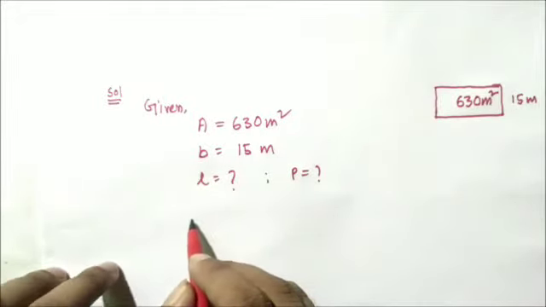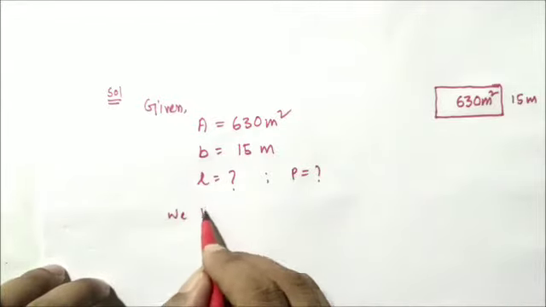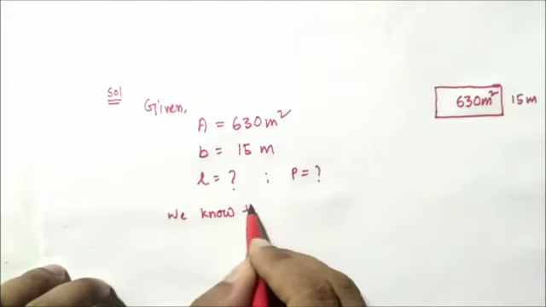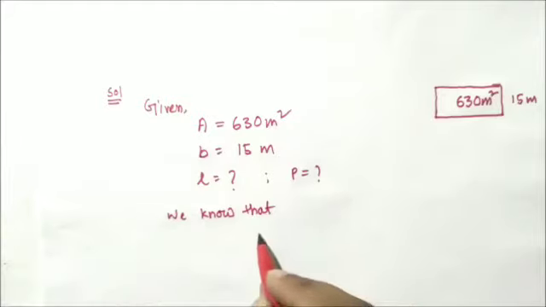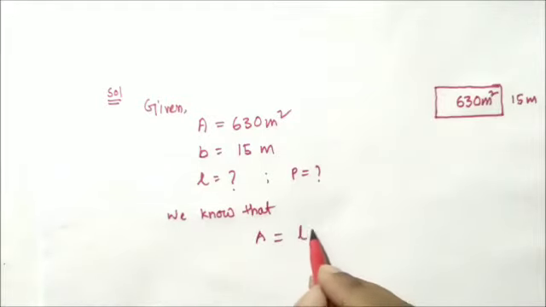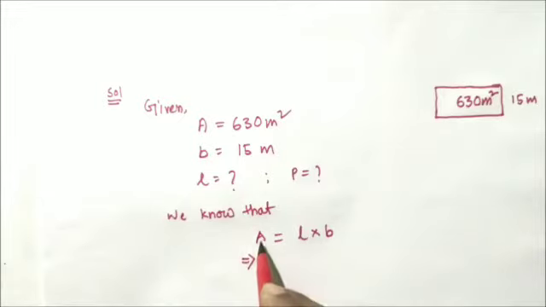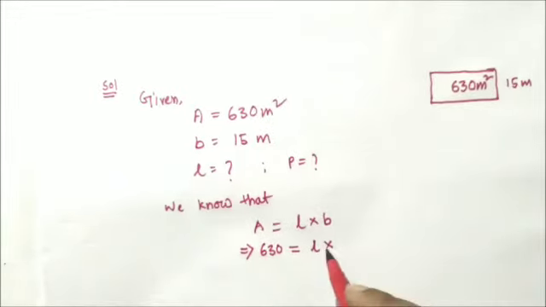Now you see, we know that area is length into breadth. Clear? The area is already given. What is it? 630. And what is not given? The length is not given. Let us write it as L only. And in place of B, what will we write? The breadth is already given, that is 15.